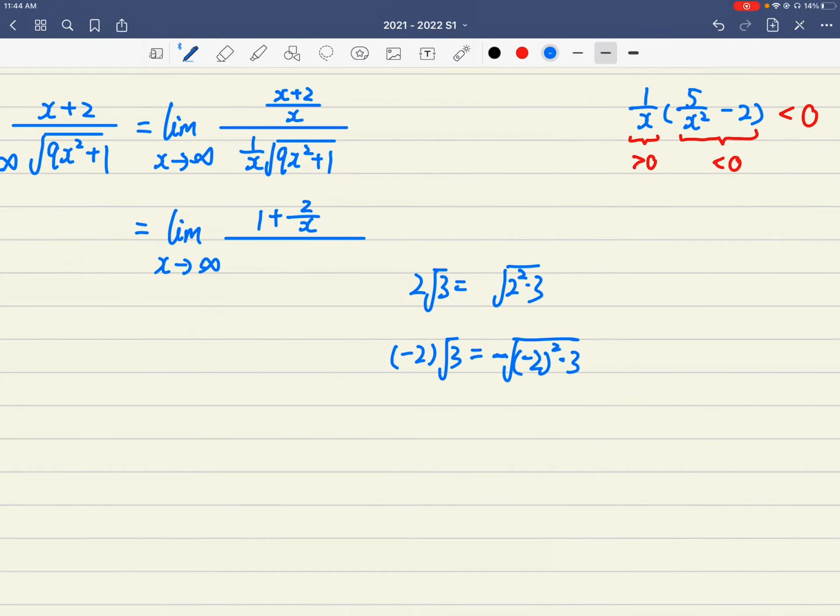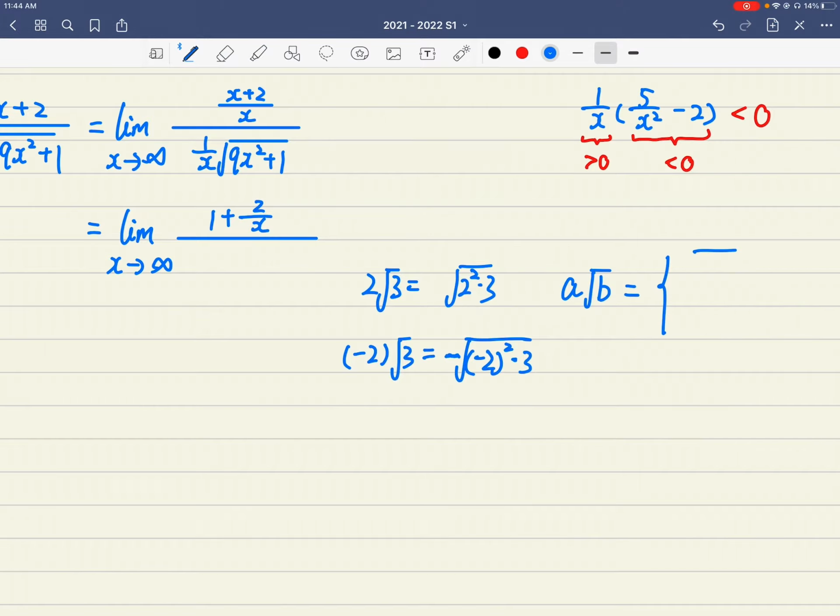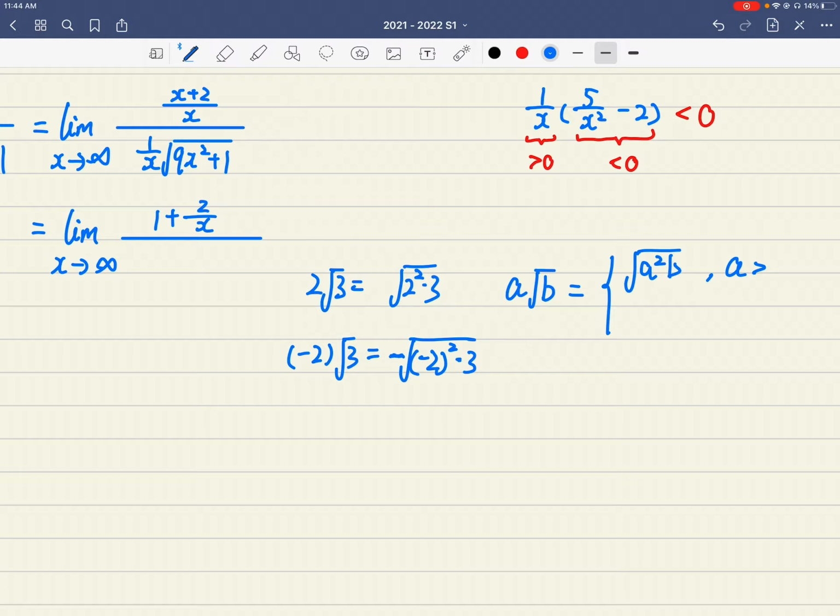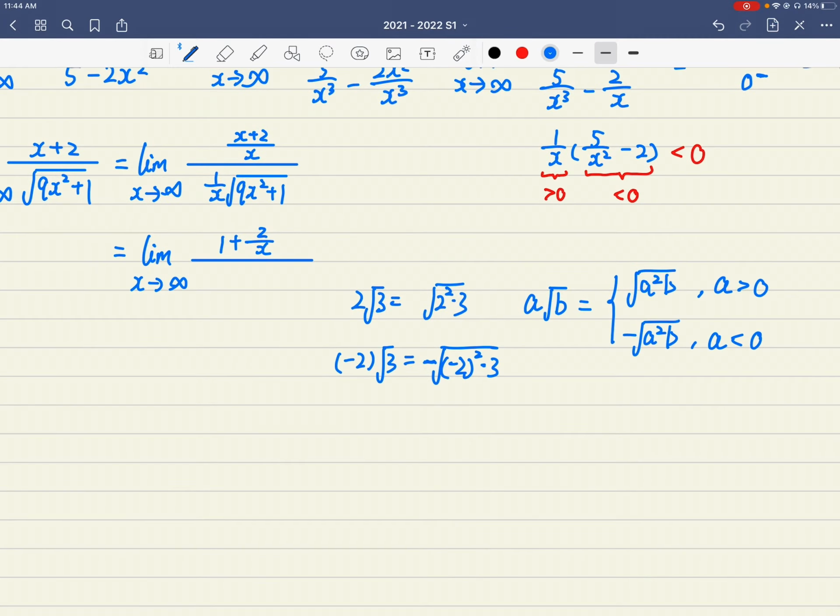So if you want to generalize it, for example, a square root of b is just the square root of a squared b if a is positive, and it's negative square root of a squared b if a is negative. Of course, when a is 0, it's just 0. We don't have to do anything. So whether a is positive or negative, it matters.